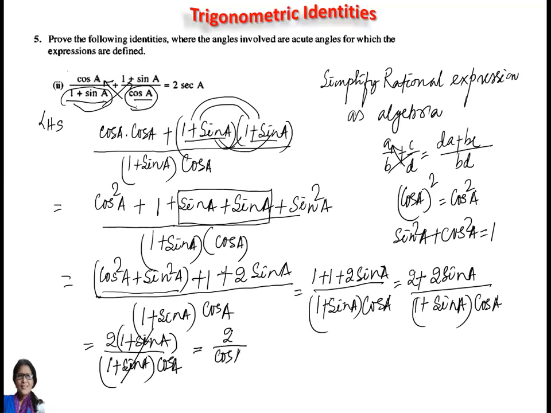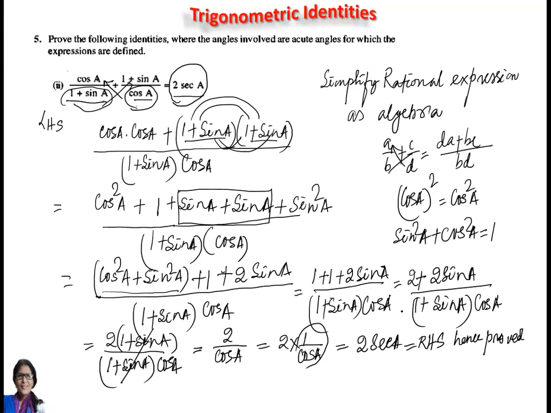So 2 upon cos A can be written as 2 into 1 by cos A. What is 1 by cos A? It is sec A. Why am I writing sec A? Because see the right hand side now. It is just simply 2 into sec A. That means I'll write 1 by cos A as sec A. So 2 sec A. So this is your RHS. Hence proved.